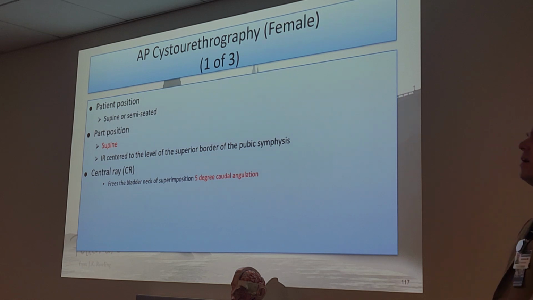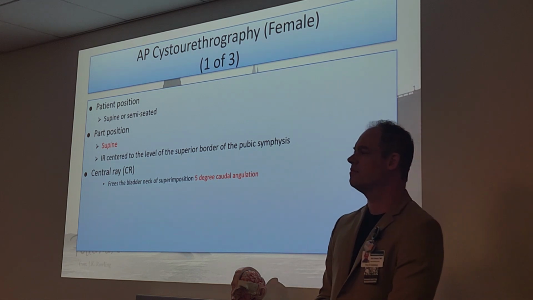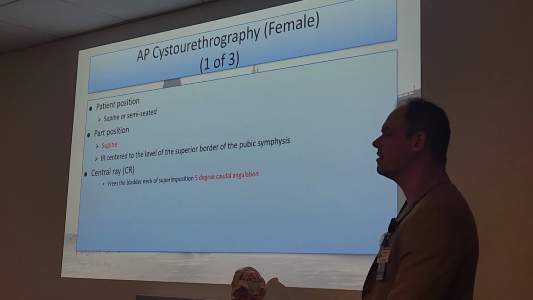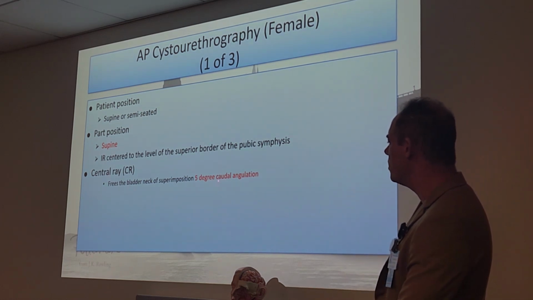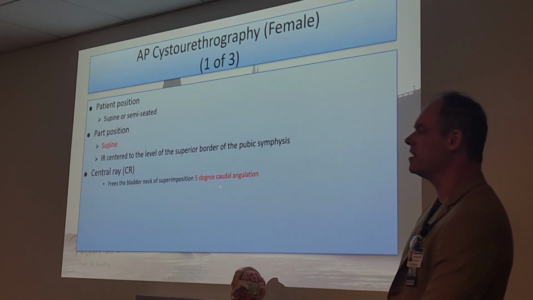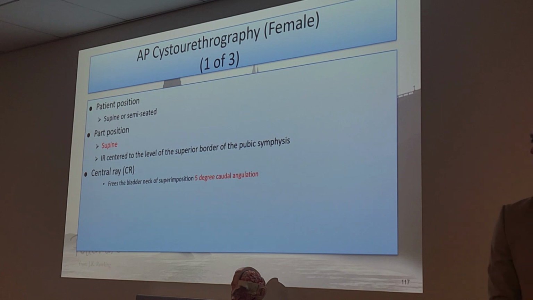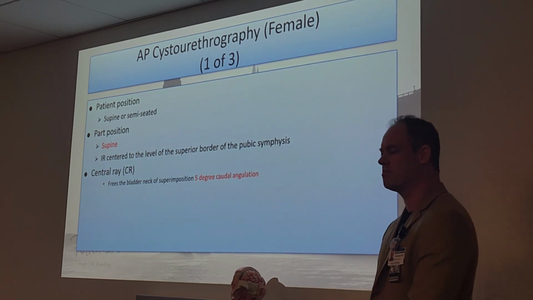All right, so supine exam. You can be supine or semi-seated for the female. IR at the level of the superior border. Central ray, if needed, guys, if they want to free that bladder neck a little bit more, which you usually don't need to, it's so short anyway. You have the choice of using a 5-degree caudal angulation, but that's optional. It's a very slight angulation to extend that neck a little bit more. Once again, caudad to make sure that pubic symphysis is out of the way as much as possible.